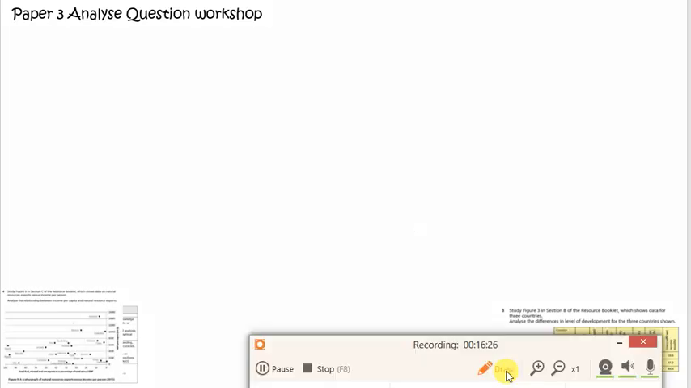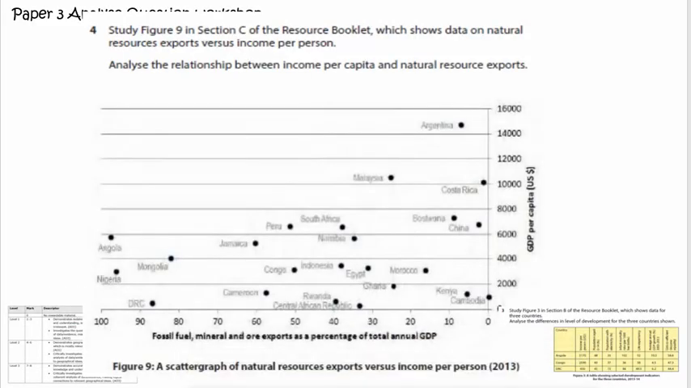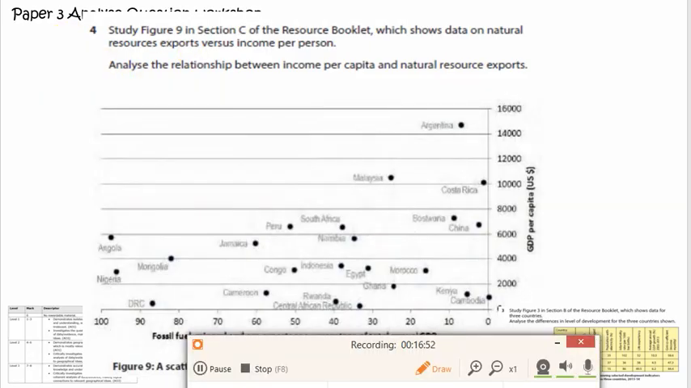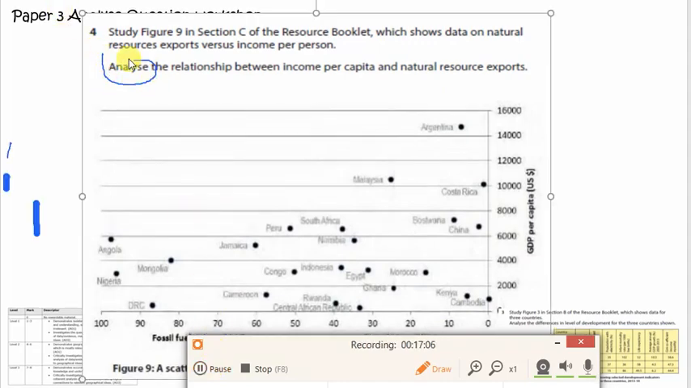Right then, let's have a look at what type of thing you could get. Right, so I'm going to talk you through kind of how I'd attack it. First thing is box the command word so you know it's an analyse question. It'll just jog your memory that actually these are the things I've got to do. Right, so box the command word.